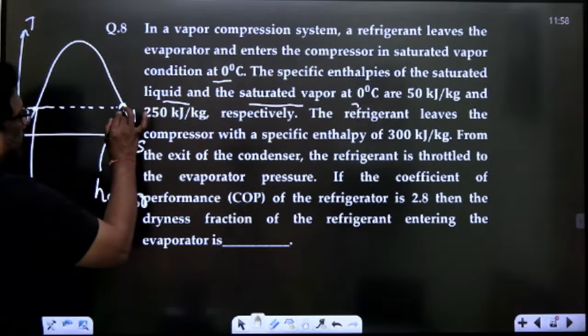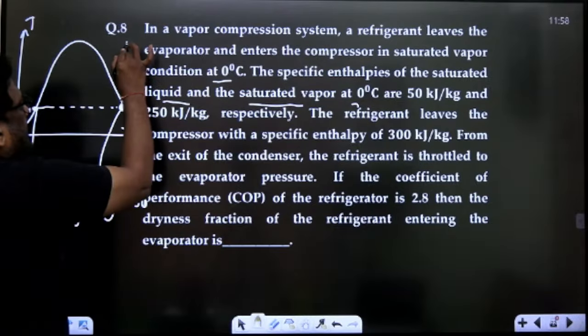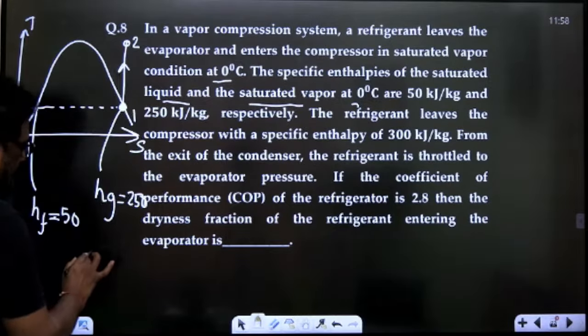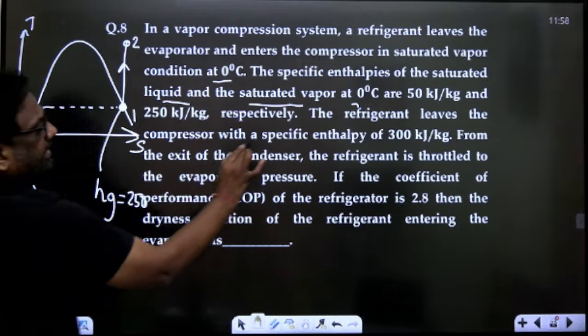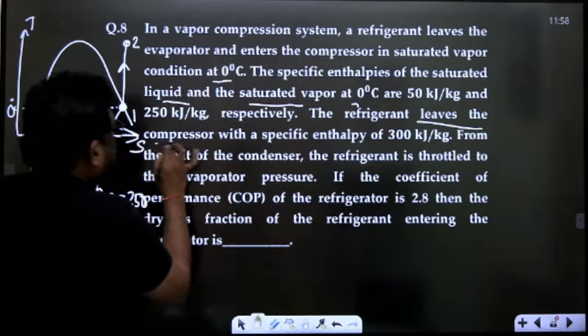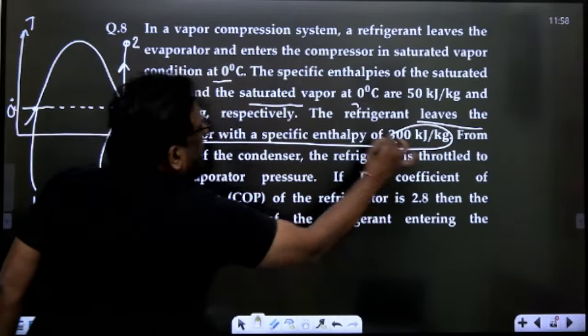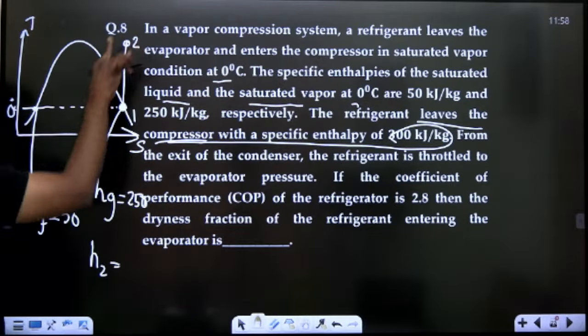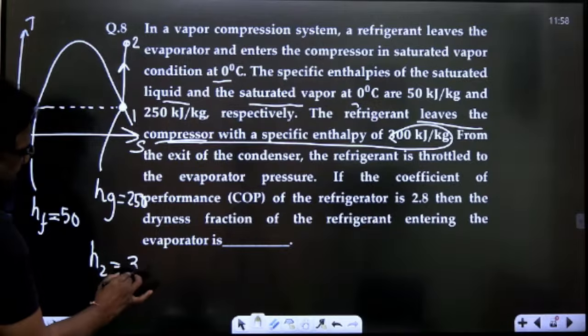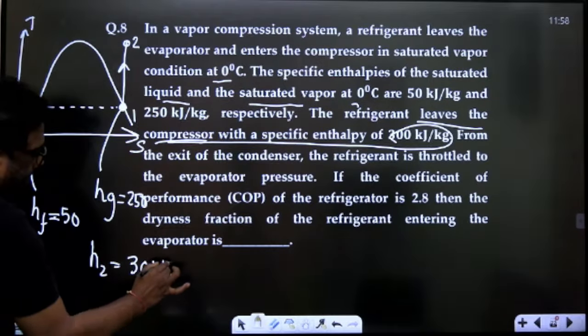Look, it is leaving the compressor. So 2 is given. What is the enthalpy at 2? It is leaving the compressor at an enthalpy of 300. 2 is the exit of the compressor. It is 300.